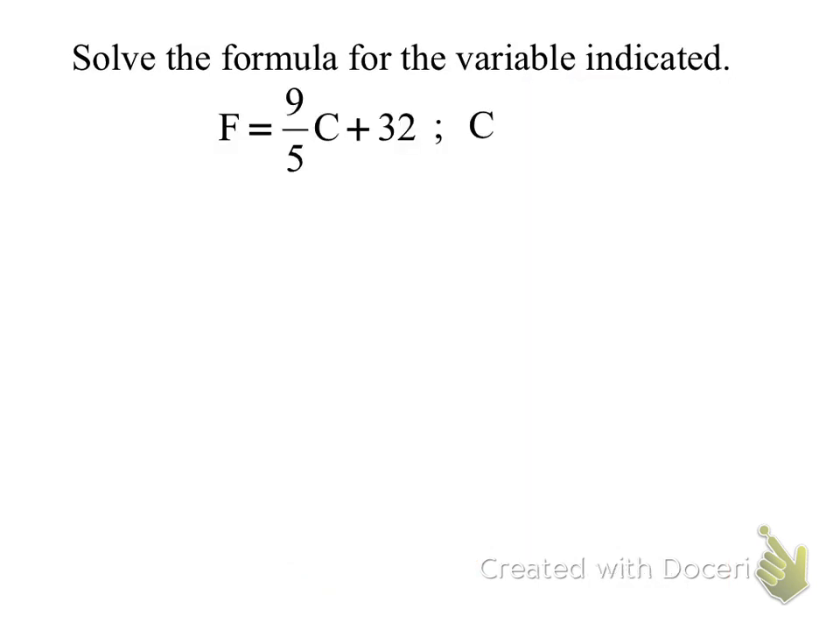Does anybody know what this one is? Oh, Fahrenheit equals 9/5 Celsius plus 32. Yep, Fahrenheit to Celsius. Fahrenheit's what we use here. Celsius is what the rest of the world uses. So, this is a two-step equation.